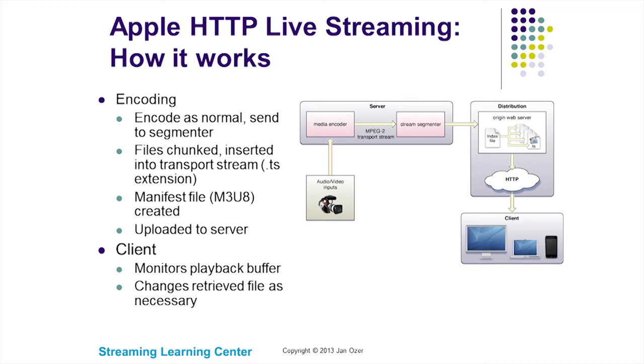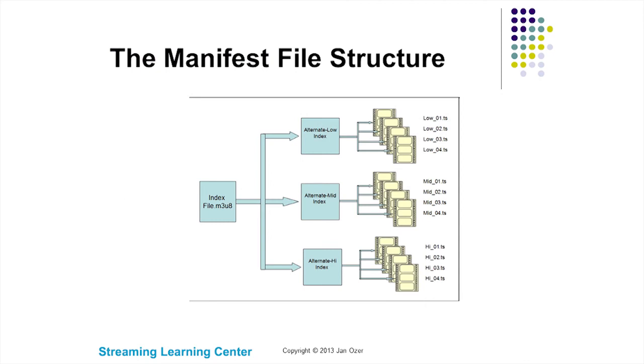And I don't know who came first. It was either Microsoft or Apple, Microsoft with smooth streaming or Apple with HLS. But they came up with this manifest file structure where you've got an M3U8 file here, and this contains the address of the alternative files. When you send the player a link, you send them a link to this, and you say, OK, start here. So the player starts here, and it retrieves the first chunk, low01.ts. And then it monitors the buffer while that's being played back.